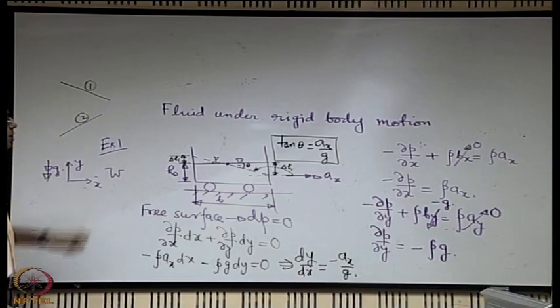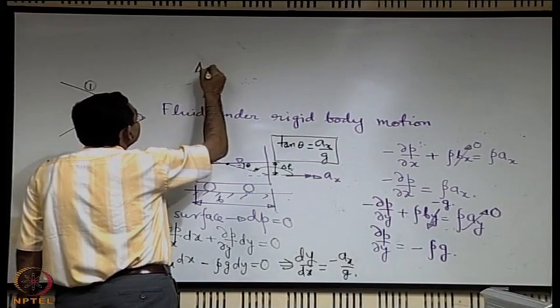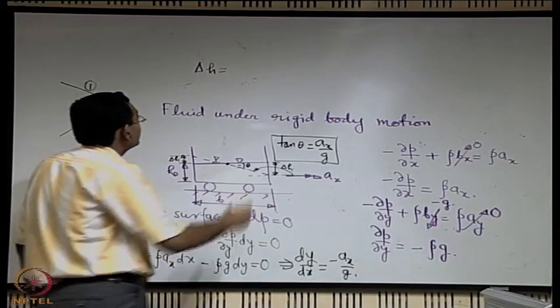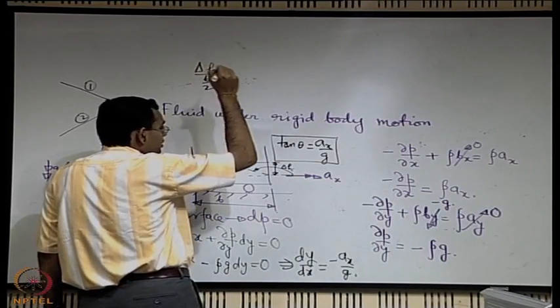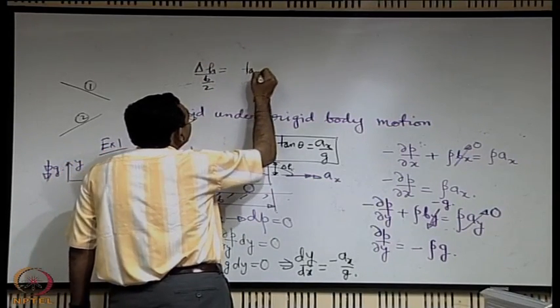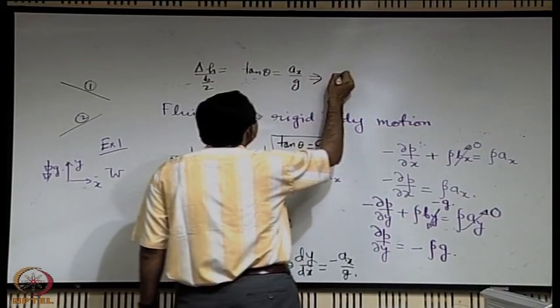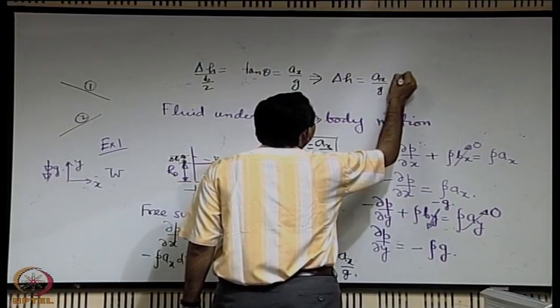So, we can calculate what is delta H. If you calculate delta H, what will that be? It is nothing but delta H divided by b by 2 is tan theta, that is ax by g. So, from here you can calculate delta H equals ax by g into b by 2.